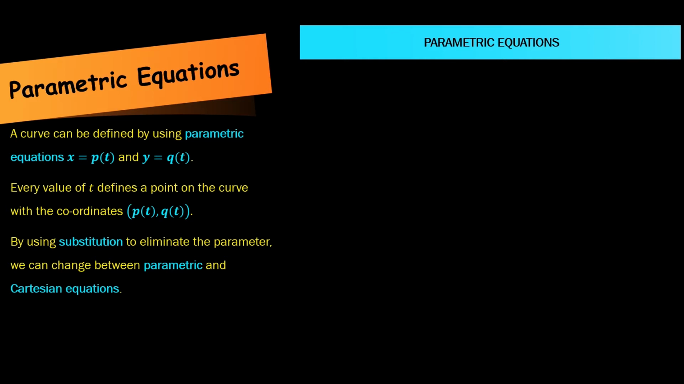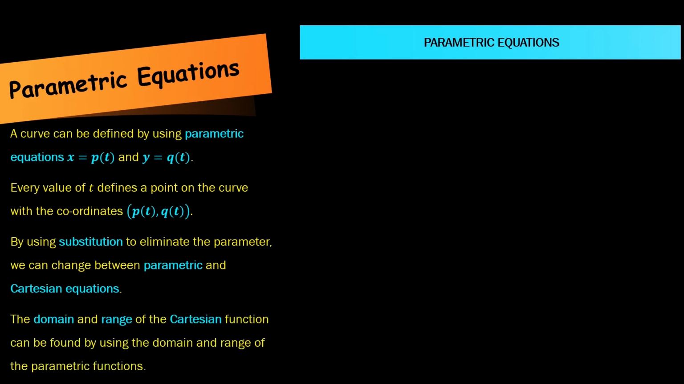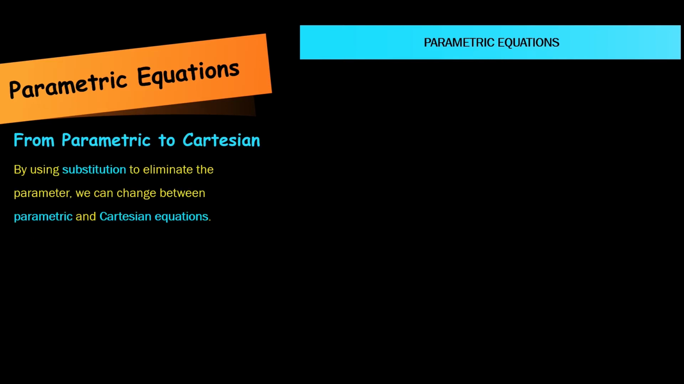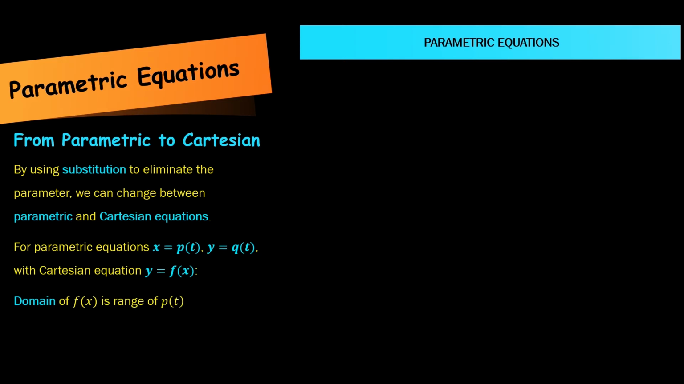By using substitution to eliminate the parameter, we can change between parametric and Cartesian equations. The domain and range of the Cartesian function can be found by using the domain and range of the parametric functions. So for parametric equations, x equals p of t and y equals q of t, with the Cartesian equation y equals f of x, the domain of f of x is the range of p of t, and the range of f of x is the range of q of t.